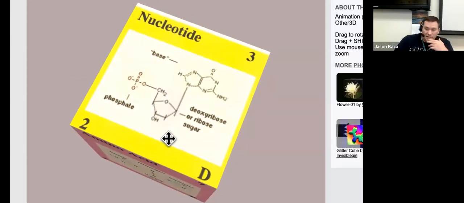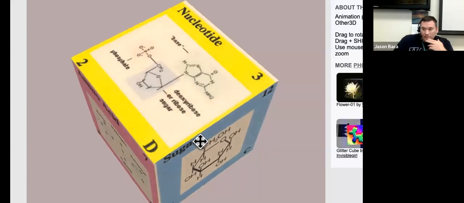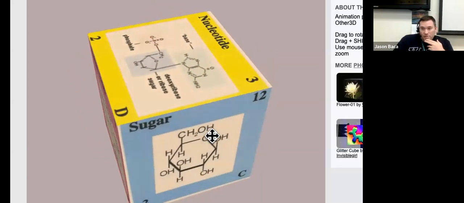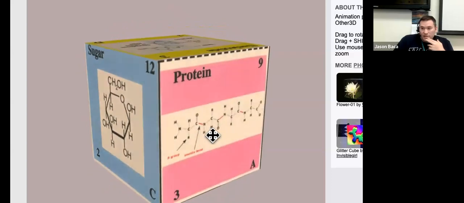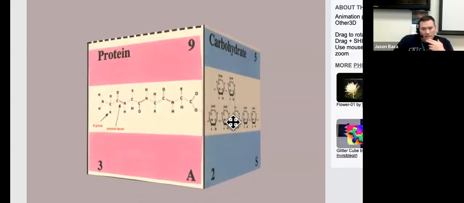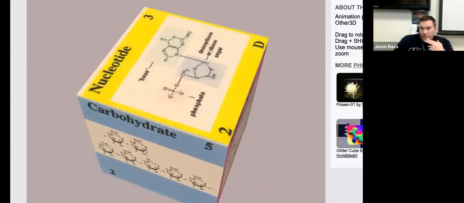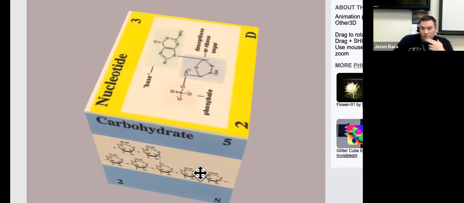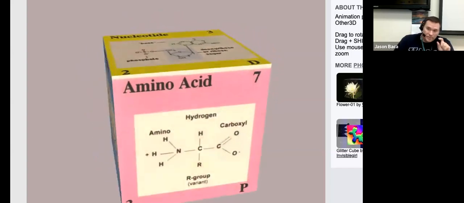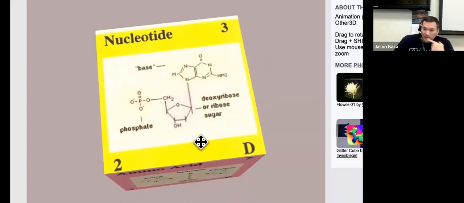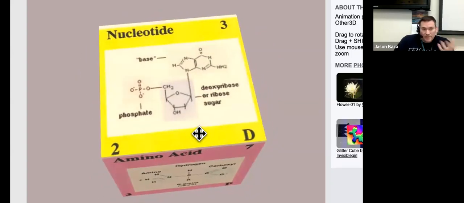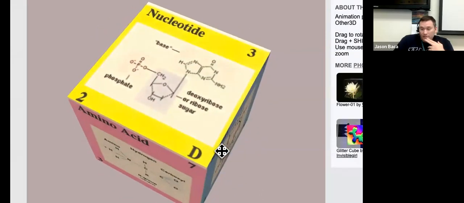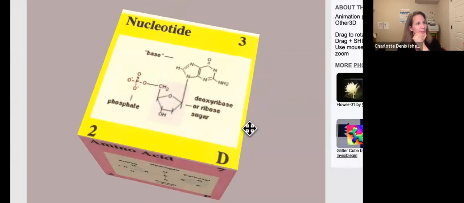And so you can see that D there on the bottom right. That is the first letter of the thing on the other side. 2 represents how many words, and 3 represents how many letters. And so the thing on the bottom has 3 letters. It's going to be yellow. It's going to be a bigger piece or a polymer of a nucleotide, and it's going to start with a D.